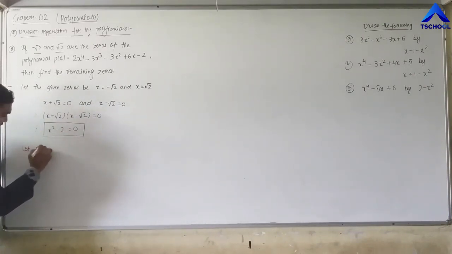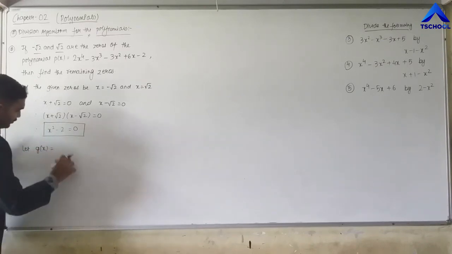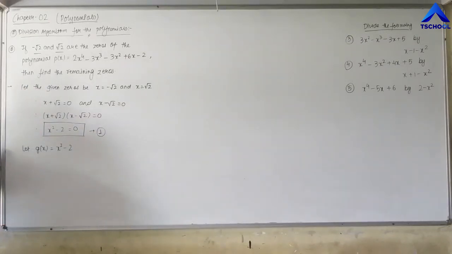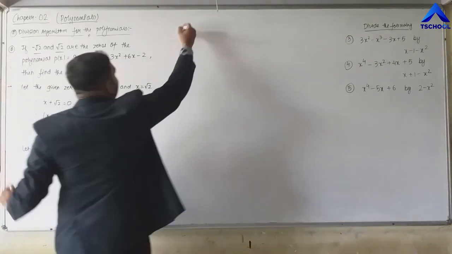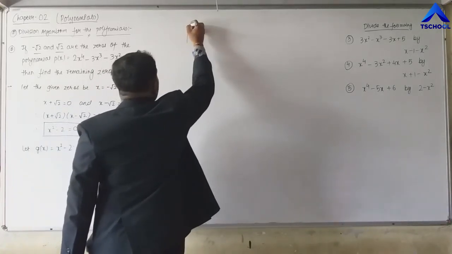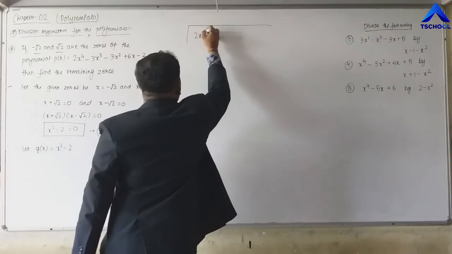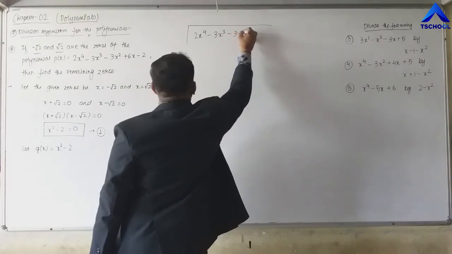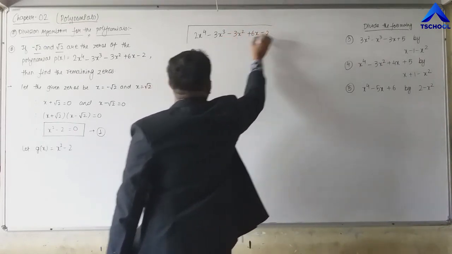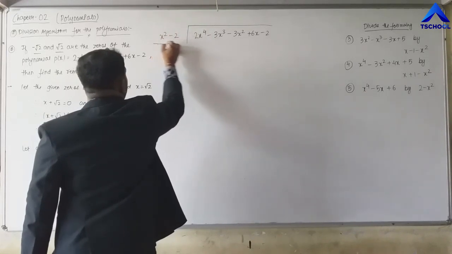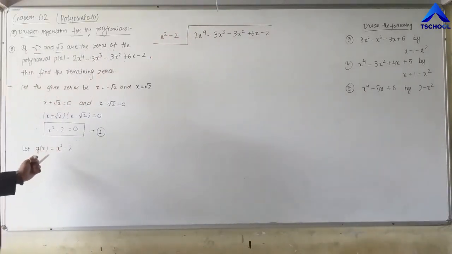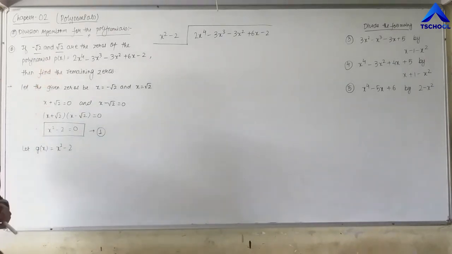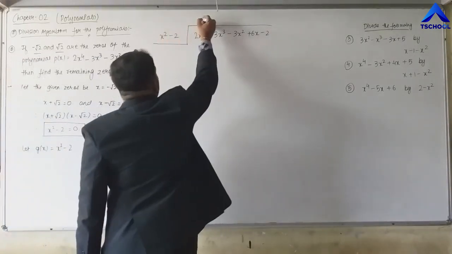Assume let g of x equal x square minus 2. Right? g of x is equal to x square minus 2. Now dividing the given polynomial p of x, 2x raised to 4 minus 3x cube minus 3x square plus 6x minus 2, by x square minus 2. This g of x that we assumed will be the divisor polynomial, and this given p of x will be the dividend polynomial. So we shall go on dividing.